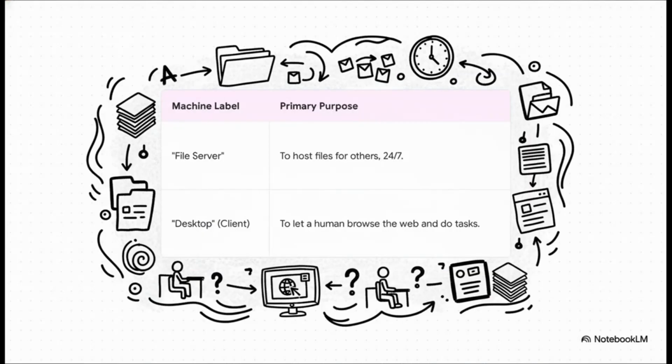Exactly. So we call a machine a file server because its entire career, its main gig, 24/7, is to serve up files to other computers. Your desktop, on the other hand, its main job is to let you, a person, browse the web, write documents, do tasks. In other words, its main purpose is to act as a client, making requests for you. That's its primary role, and that's why we call it that.